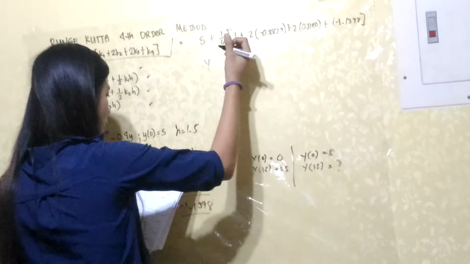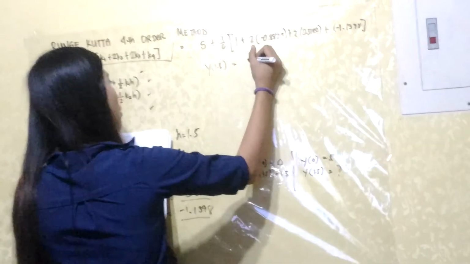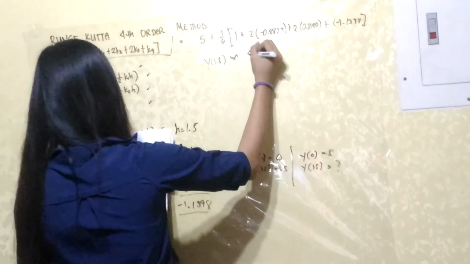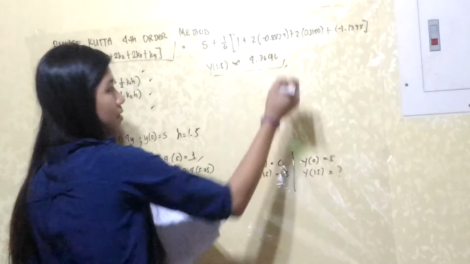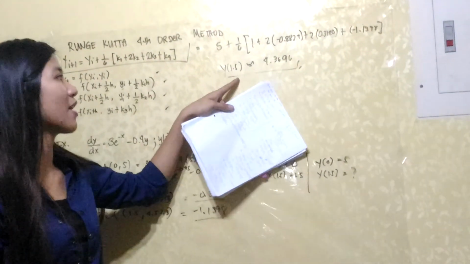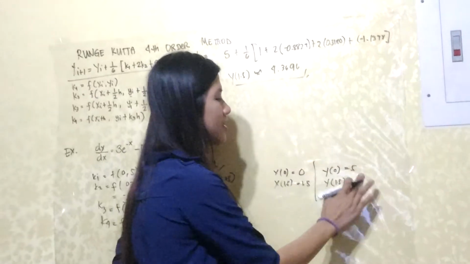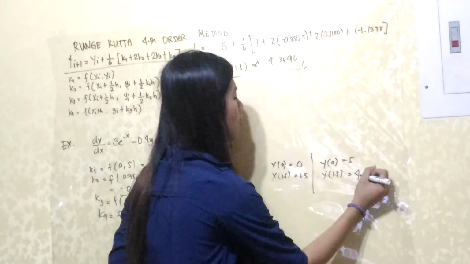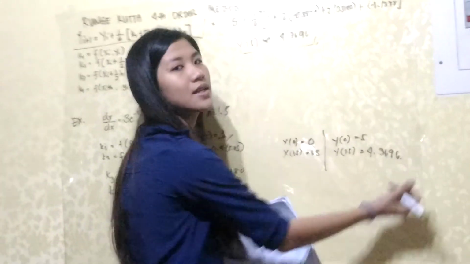Now computing this will result in y at 1.5 being approximately 4.3696. So here it's not the exact value for 1.5, but the approximate value rather. So here the answer will be 4.369. So that is the end of this tutorial.